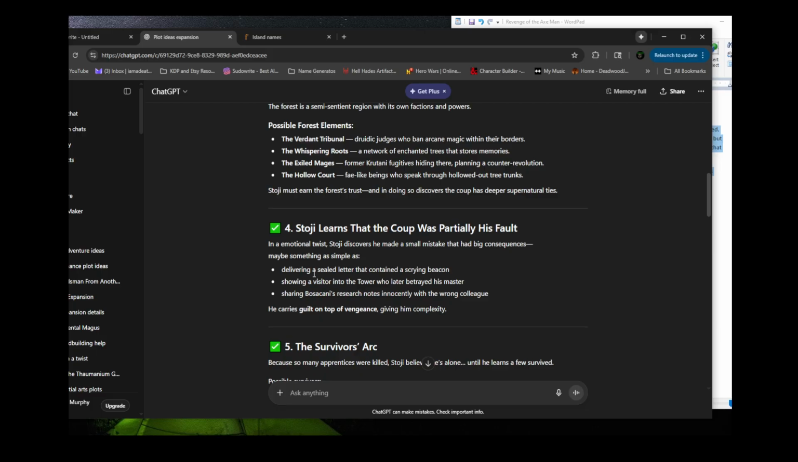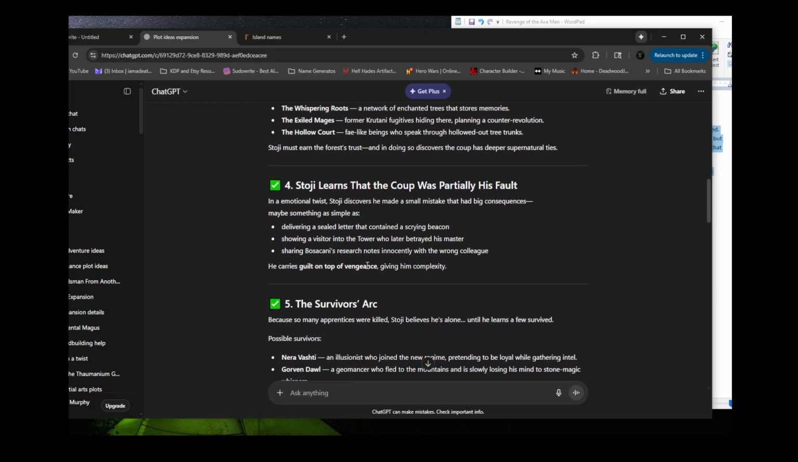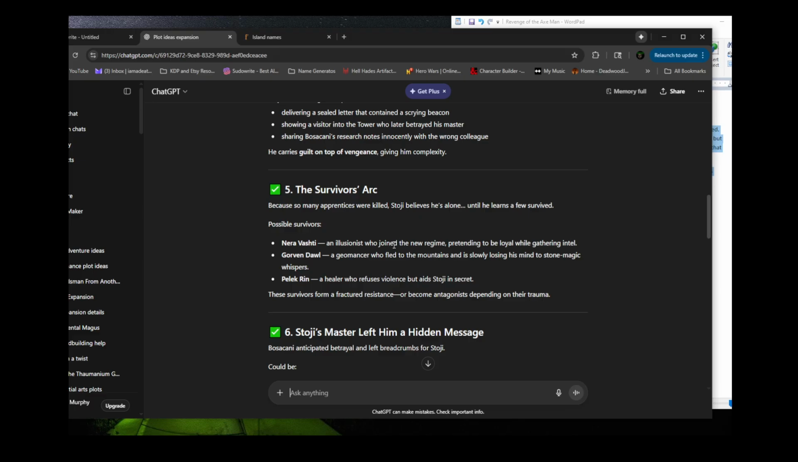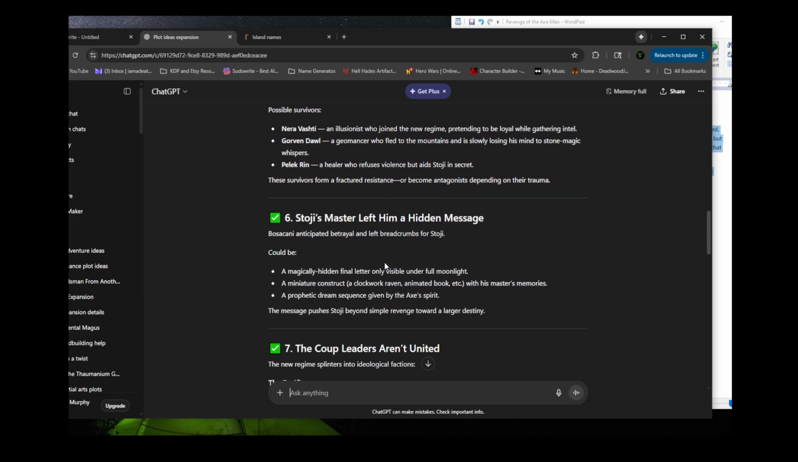This is a multi-step process. The coup was partially his fault. That could be something interesting. There's other survivors. It gives some names, so we could go with that. Get a little bit of a group. If we want to go into a LitRPG, have some gaming elements in here, we could do that.